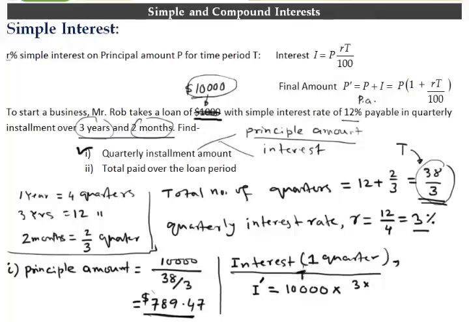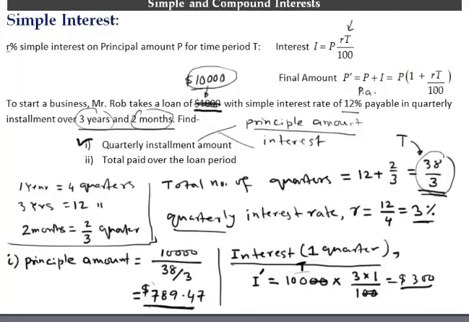Here T equals how many time periods of that interest rate? The interest rate is 3% per quarter, the quarterly interest rate. How many quarters are we talking about? Here we are calculating interest for 1 quarter. So this time period is 1, divided by 100. So the zeros cancel, and we will get $300. So $300 is the interest payment per quarter, and 789.47 is the principal amount that needs to be paid in every quarter.